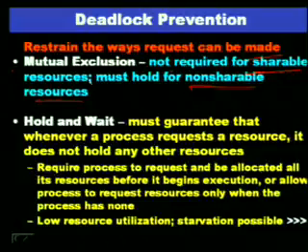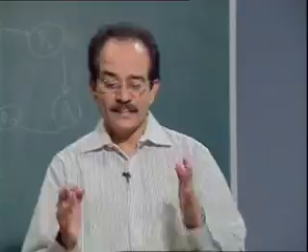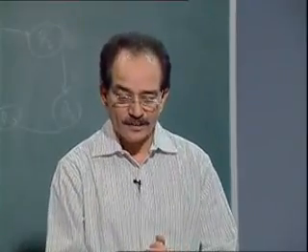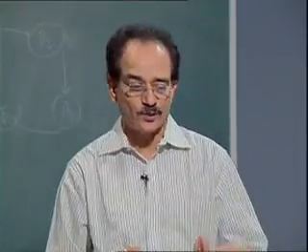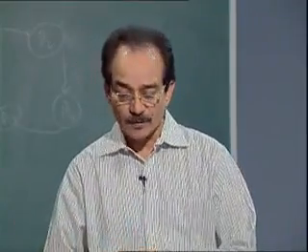Now, hold and wait is another condition through which deadlocks occur. What we can do is guarantee that whenever a process requests a resource, it does not hold any other resource. The moment I request a resource, I will not be holding any other resource which is being held by the processes there.